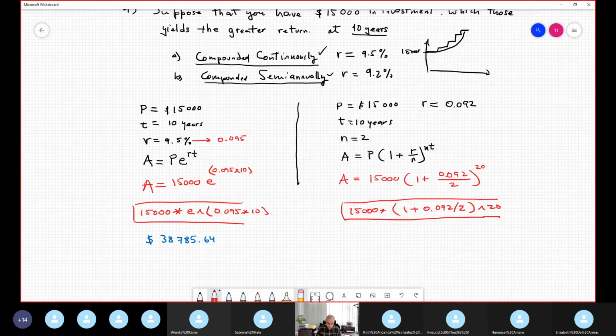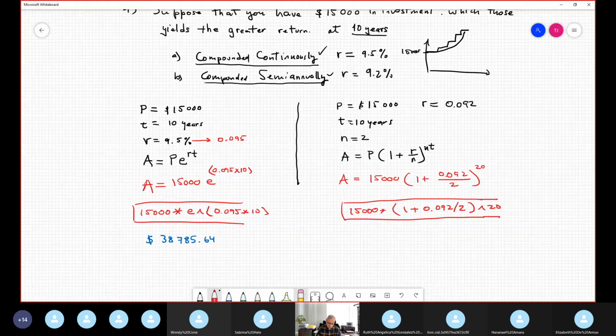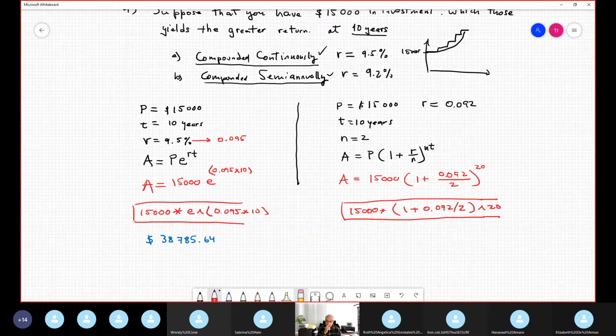Come on, everyone. Not only Sabrina. Come on, guys. Another participation. 15,000 times parentheses 1 plus 0.092 divided by 2. Close the parentheses. Power 20. Bang! I get the answer.